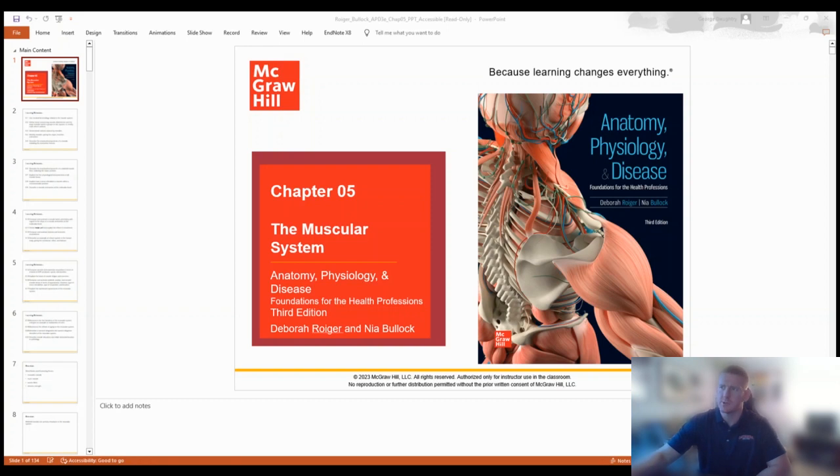Okay, class, I'm going to go ahead and get started with Chapter 5, which is the muscular system in the book. So keep in mind within Module 2, the primary objective is going over the musculoskeletal system. And obviously the musculoskeletal system is composed of the muscular system and the skeletal system. So I'm going to go over each system independently and integrate the two.